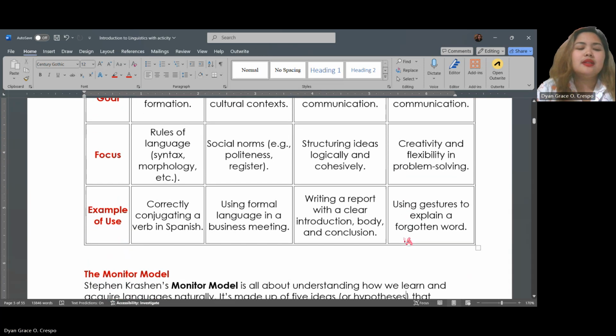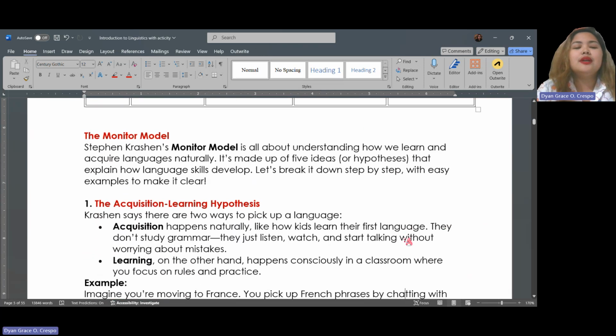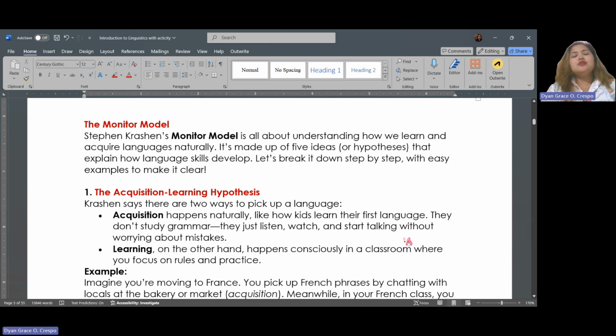So, now, for the monitor model. Stephen Krashen's monitor model is all about understanding how we learn and acquire language. It's made of five ideas or hypotheses. I think we are already clear with the difference between language acquisition and language learning.